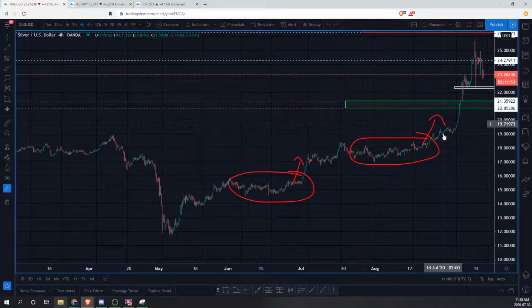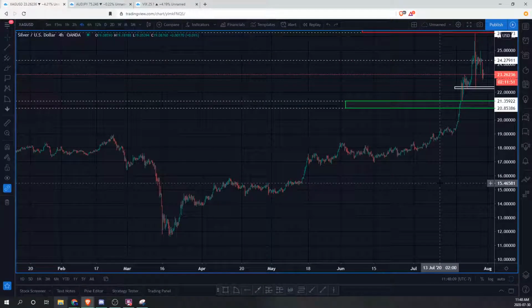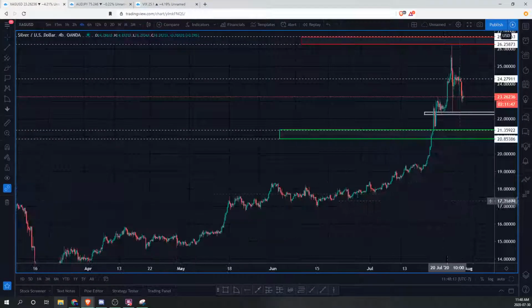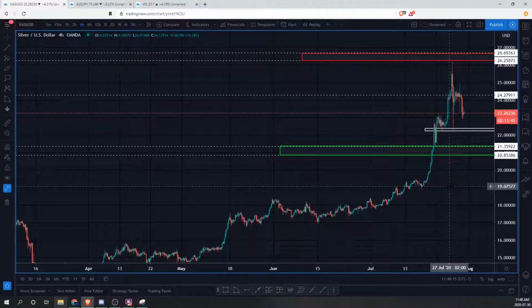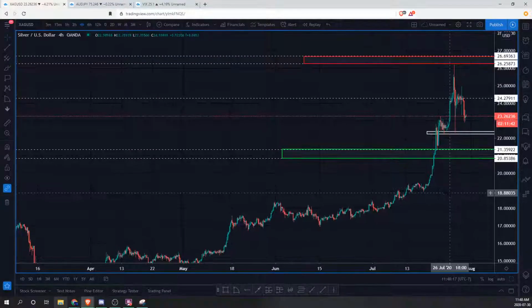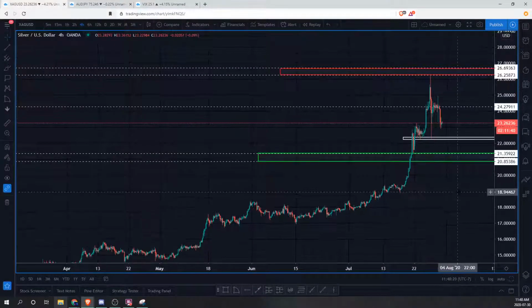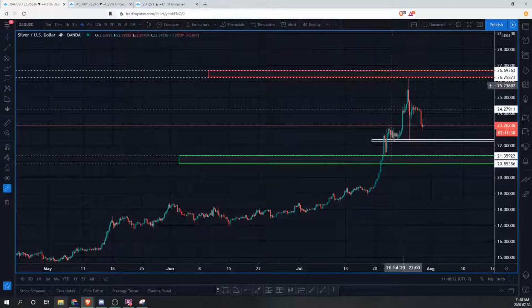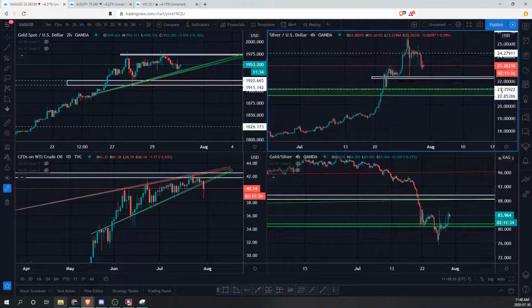I'm not looking for shorts. I'm just looking for triangles, so ascending, descending, symmetrical, or wedges, ascending, descending, or bases, which are just sideways channels. So that's basically what I'm going to be looking for, and I don't really see it. So I'll just stay patient and wait for an opportunity for silver.